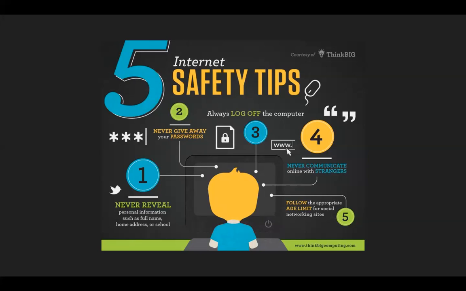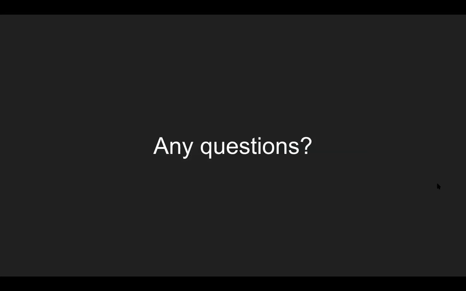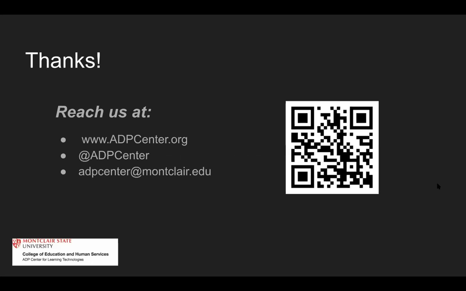For children, don't communicate with strangers, making sure your kids aren't talking to random people online. But also, if you're an adult, remind yourself that when you're communicating with strangers, they're not people that you know in person. And lastly, follow the appropriate age limit for social networking sites. So these are all important aspects of digital citizenship.